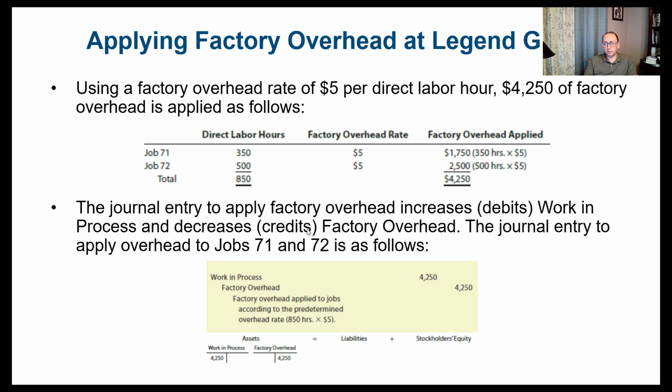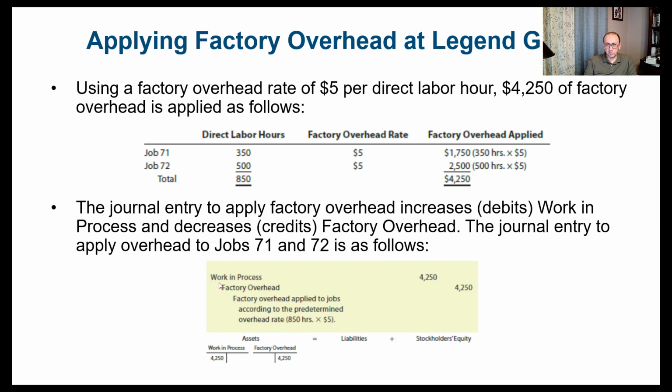So the journal entry to apply factory overhead increases, or in other words debits, the work in process and decreases, or credits, the factory overhead. So the journal entry to apply overhead to job 71 and 72 would be as follows. We debit work in process and we credit the factory overhead.